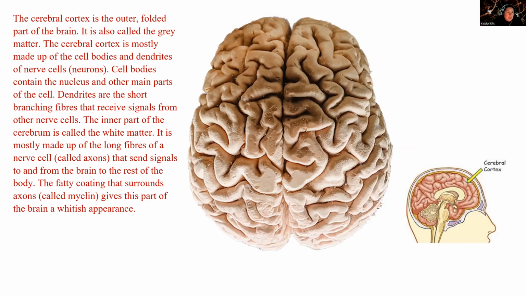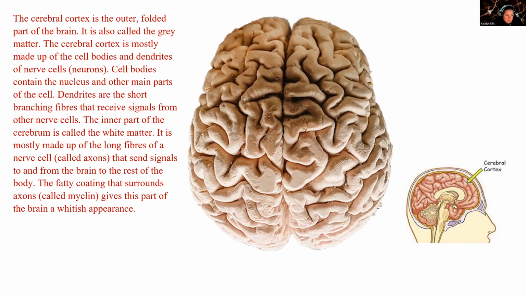The cerebral cortex is the outer folded part of the brain, all right? It's called the gray matter. The cerebral cortex is mostly made up of the cell bodies and dendrites of nerve cells. Remember, they're called neurons. Cell bodies contain the nucleus and other main parts of the cell. The dendrites are the short branching fibers that receive signals from other nerve cells.